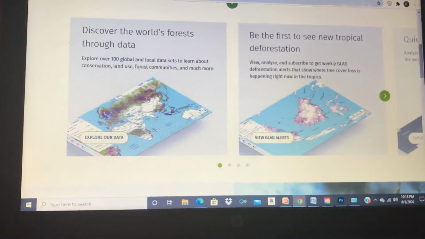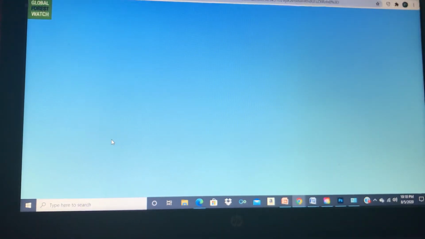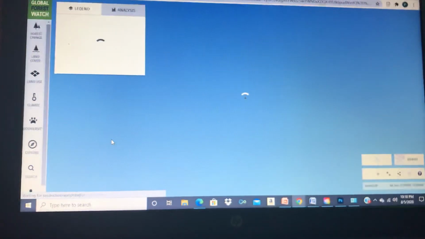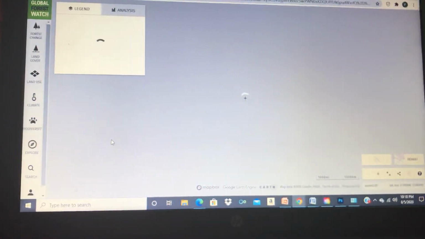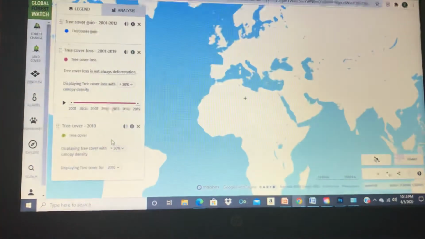Discover the world's forests through data. So explore our data. So I want you to remember that what you're looking for is the difference in timelines. And then you're going to go through, you're going to change some of the settings, and then we're going to do an analysis on that section. So we'll do one here together, and then you can have time to kind of play around with this.